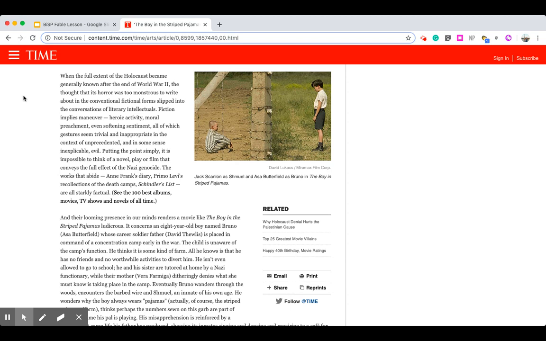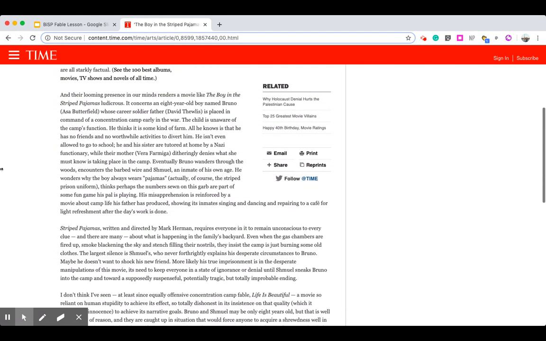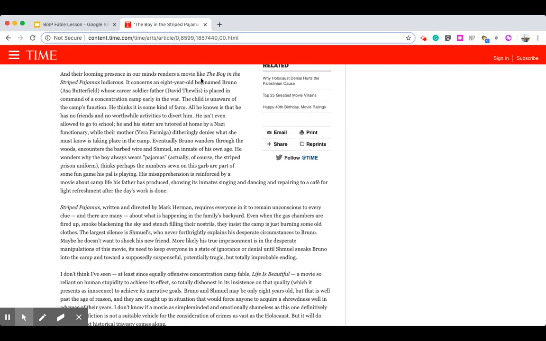Putting the point simply, it is impossible to think of a novel, play, or film that conveys the full effect of the Nazi genocide. The works that abide, Anne Frank's diary, Primo Levi's recollections of the death camps, Schindler's List, are all starkly factual. And their looming presence in our minds renders a movie like The Boy in the Striped Pajamas ludicrous.